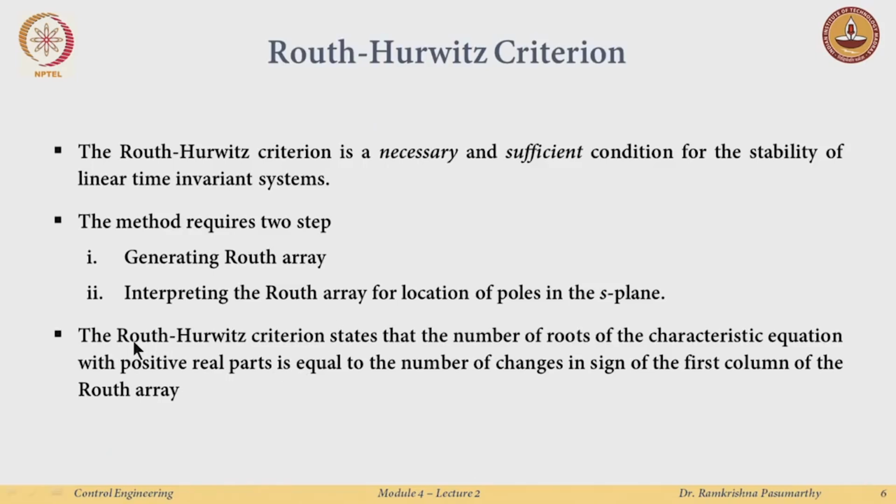The last statement tells me that the Routh-Hurwitz criterion states that the number of roots of the characteristic equation with positive real parts is equal to the number of sign changes in the first column of the Routh array.